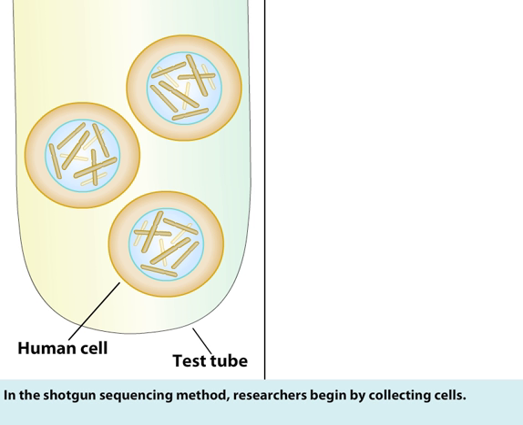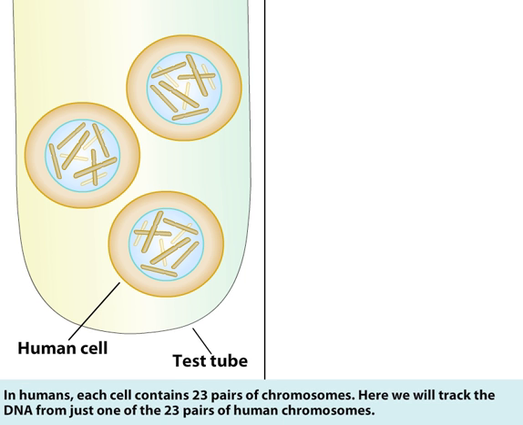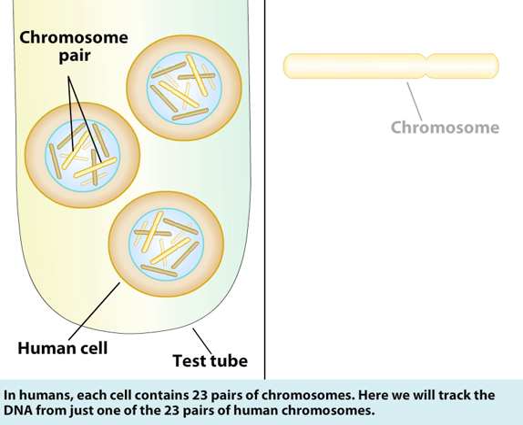In the shotgun sequencing method, researchers begin by collecting cells. In humans, each cell contains 23 pairs of chromosomes. Here, we will track the DNA from just one of the 23 pairs of human chromosomes.